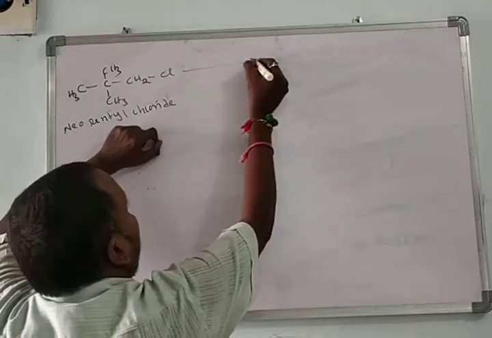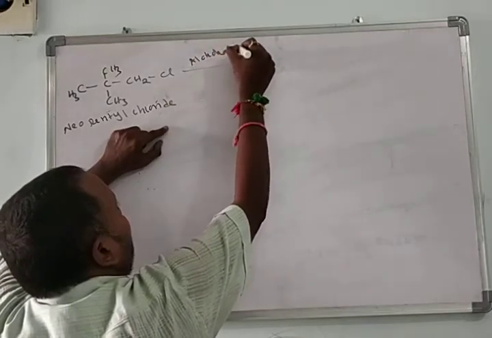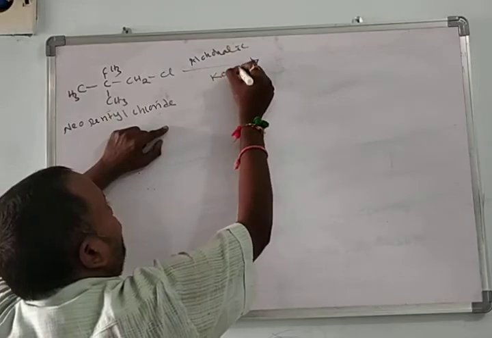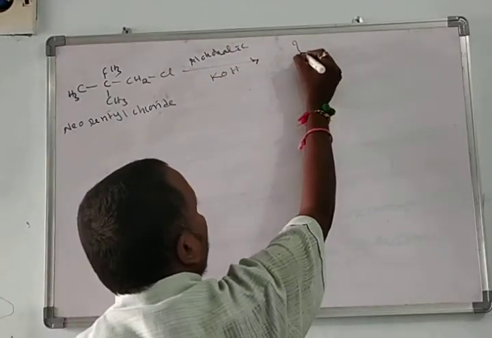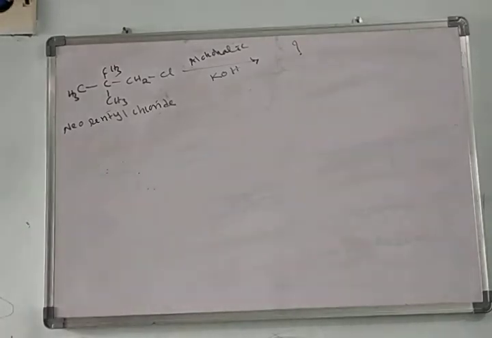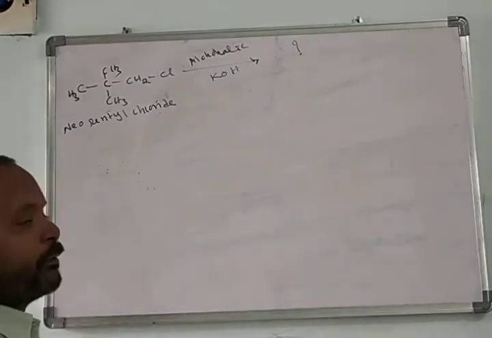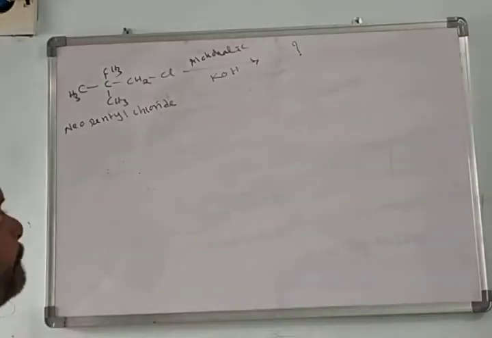Here alcoholic KOH. They gave alcoholic KOH. What is the major product? They gave so many examples, so many options, but which is the important one?